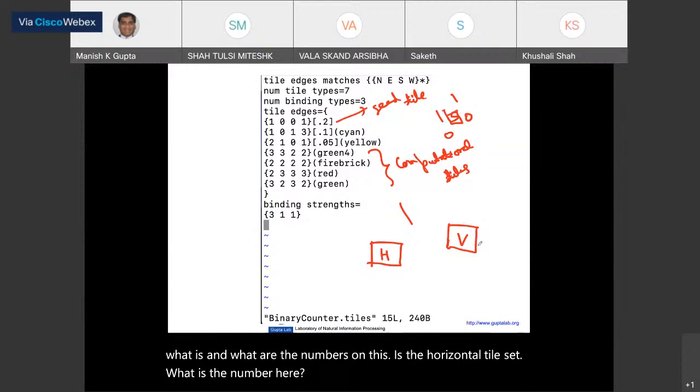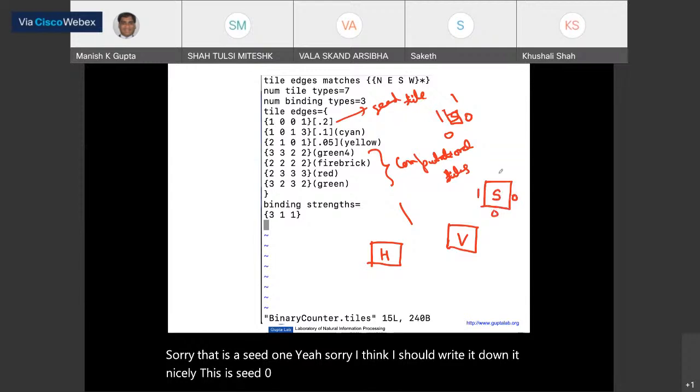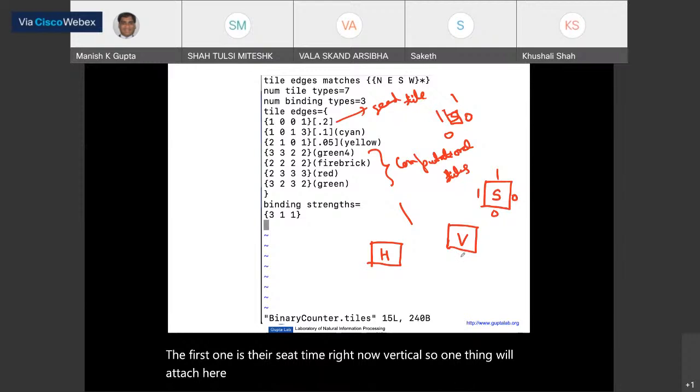Vertical means you see this side it is not going. Sorry, that is a seed. I think I should write it down nicely. This is seed 0 0 1 1. This is how the first one is there, the seed tile. Now vertical. So one thing will attach here. So this side it should be 0.